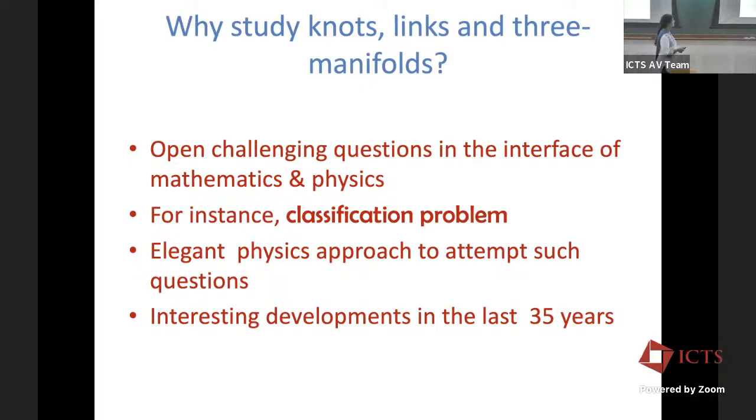Of course, the physics approach has been very, very elegant. A lot of things which require pages and pages of calculation on the mathematics front can be elegantly handled from the physics approach. That is why I find this very fascinating. Especially, it started off in 1988 with Witten, so I would say like 35 years. A lot of interesting developments have been happening in this interface, so I thought I will share them with you.